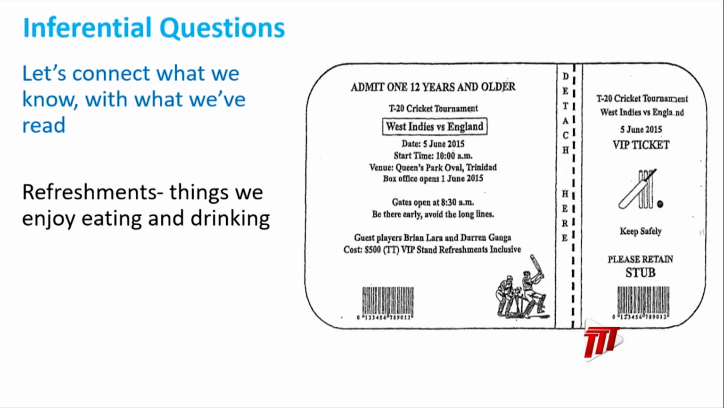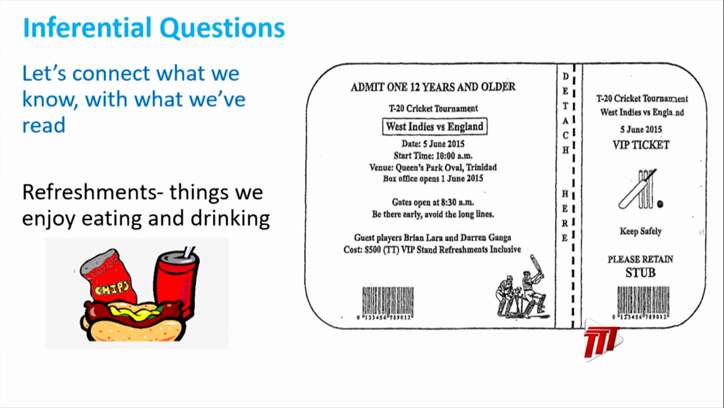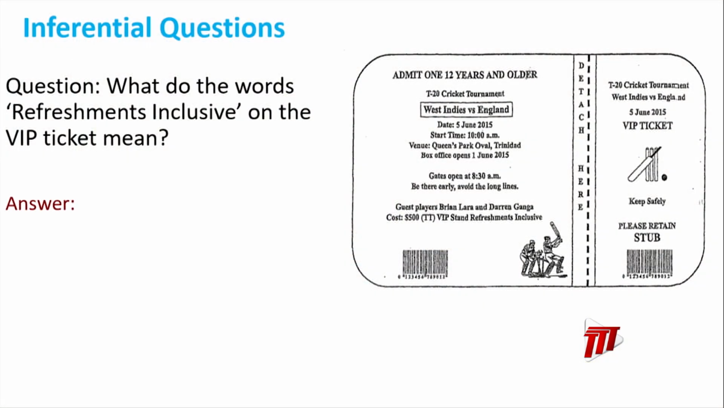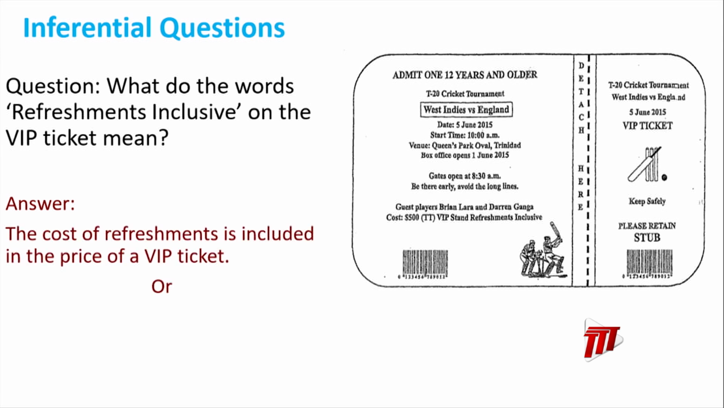So if we look at the word refreshments, what are refreshments? Refreshments are things that we enjoy eating and drinking. So it would be things that persons could eat and enjoy on the day of the cricket match: hot dogs, chips, doubles, corn soup, and soft drinks, of course. So what does the word refreshments inclusive mean? Making our connections with what we know, refreshments are things that we like to eat and drink. And inclusive comes from the word include. So inclusive means to be a part of. So we could deduce, or we could infer, that the phrase refreshments inclusive means that the cost of refreshments is included in the price of the ticket, $500.